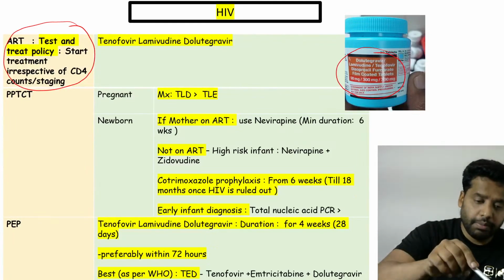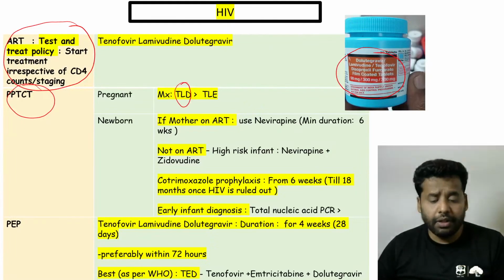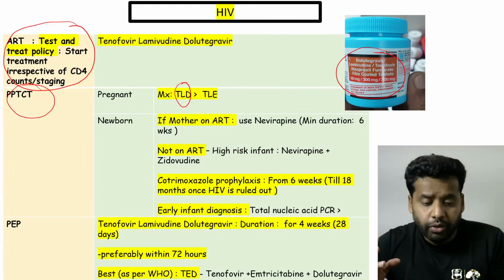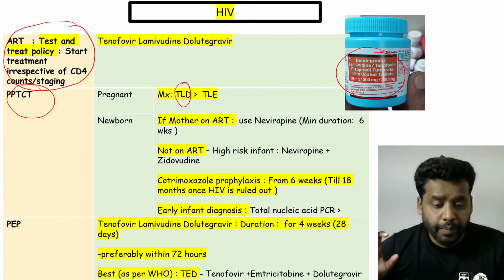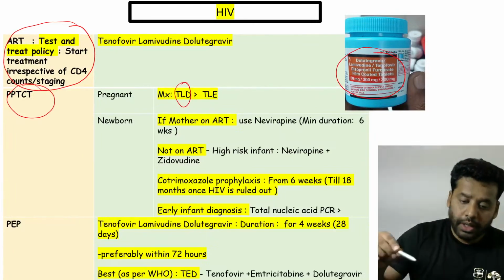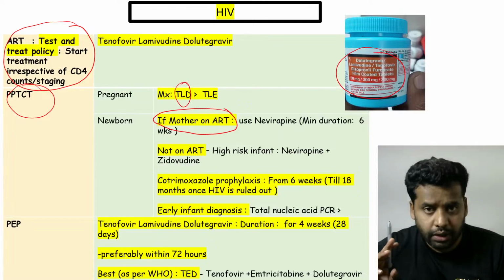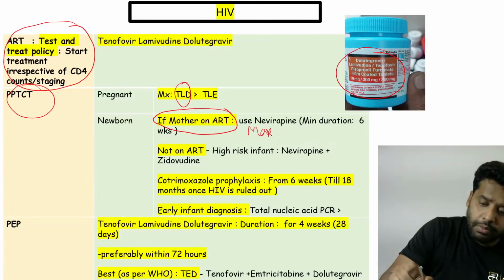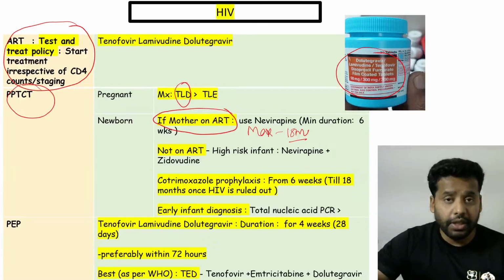Now come to PPTCT, prevention of mother to child transmission. Pregnant women will get TLD now. Any trimester, any gestation, don't worry, start TLD. Before, TLE with efavirenz was used, now we use TLD only. Newborn prophylaxis is very, very important. Listen: if the mother is on ART, everything is fine, use nevirapine for the newborn. That is sufficient, 1 drug. Minimum duration 6 weeks, maximum duration 18 months.